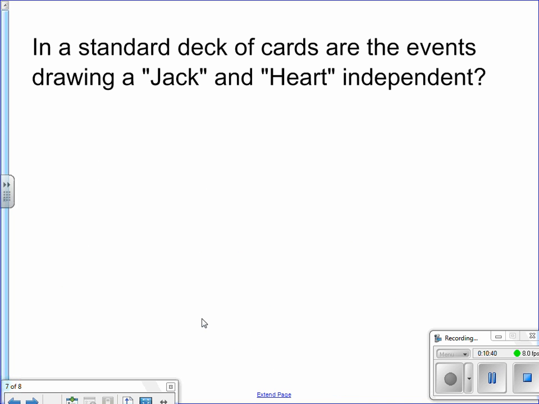So one more example here. Let's say in our standard deck of playing cards, the 52 cards in a deck, just for those of you that aren't card experts, how about Jack and Heart? Obviously, there's an overlap. There's a Jack of Hearts. So here's another example where these things do have an overlap. Let's see if drawing a Jack and drawing a Heart are independent of each other. So the probability of Jack, given that you have a Heart, is equal to the probability you get a Jack.